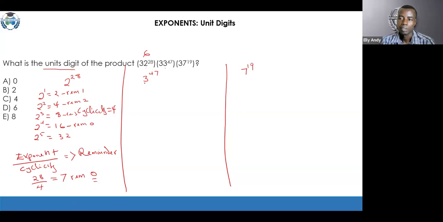Let's look at 37 to further help you understand that concept. So in this case, we look at the cyclicity of 3: 3 power 1, 3 squared. Here we have 27. By the way, you don't have to work out everything here. Just consider the last digit. Like in this case, even in the multiplication, you don't have to multiply 27 times 3. Just consider 7. 7 times 3 will give you 21, because the interest is in the unit digit. Then 3 power 5 will give us 3 as the last digit.